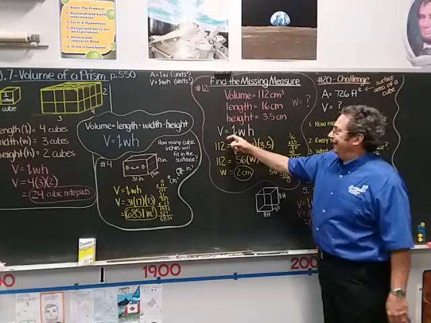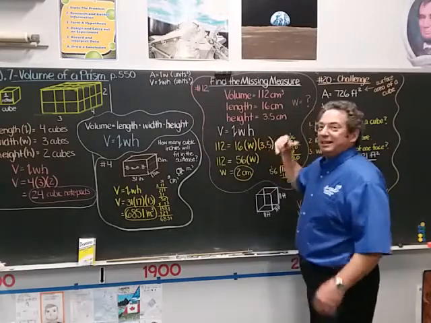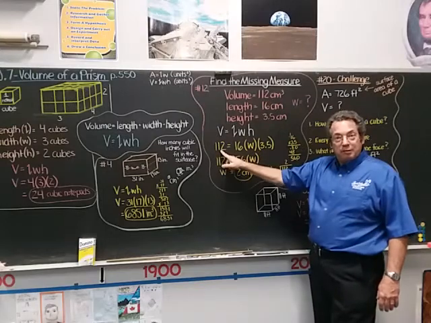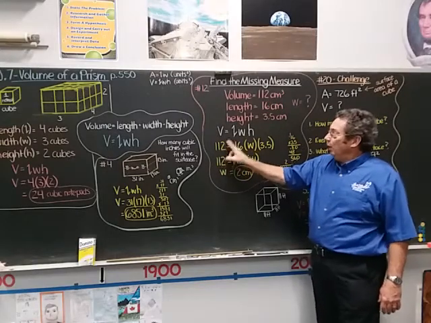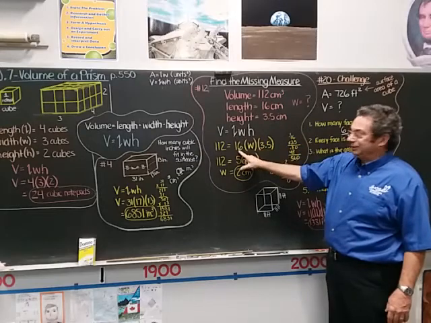What's the volume? I'm sorry. Let's say the formula. Ready to begin. Volume equals length times width times height. So what is the volume? I tell you it's 112. So I replaced V with 112. What is the length? I tell you it's 16. So I replaced L with 16.